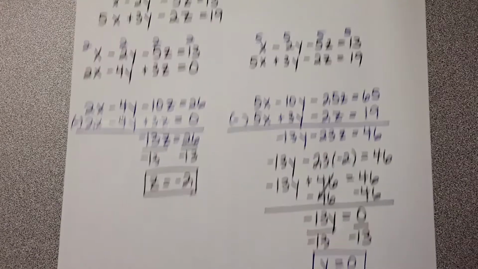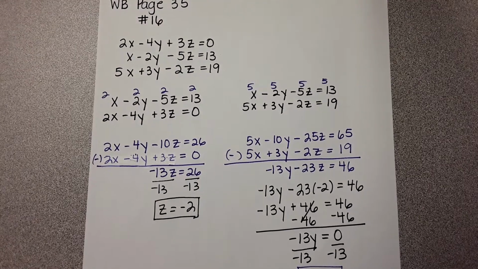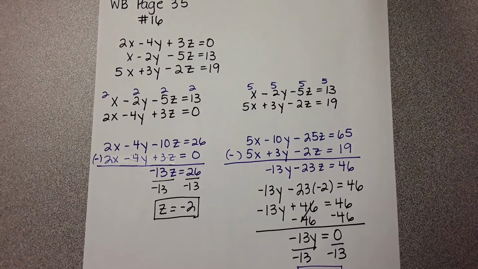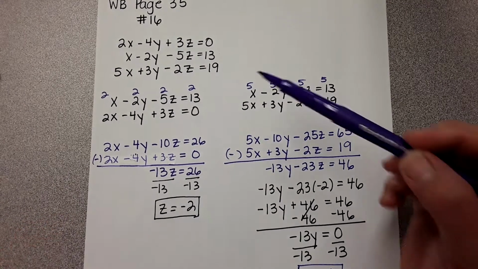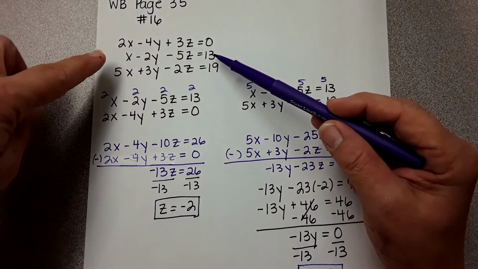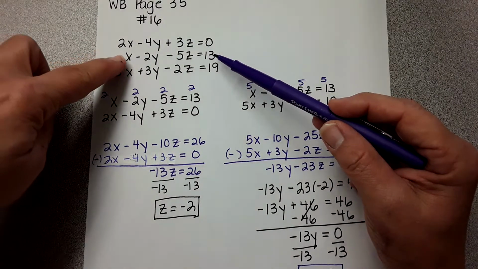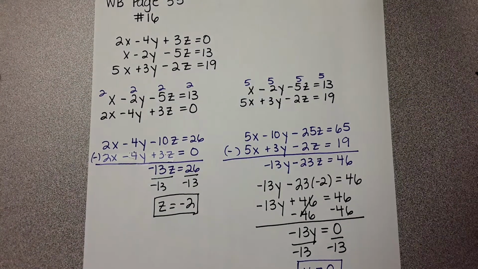So this is workbook page 35, number 16, you guys. It was just another example that we did, and I just wanted to put it up there so you could look at it. I picked my anchor equation as x minus 2y minus 5z equals 13 because the x has a 1 in front of it, so that's how I picked my anchor equation.